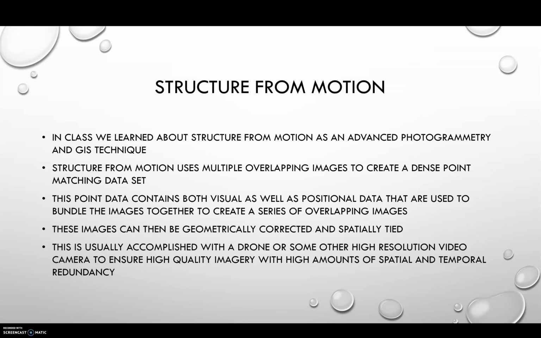And from that, you can use multiple overlapping images to create a dense point cloud that matches certain sets of data. This point data contains both visual as well as positional data that can be used to build and bundle images together to create a series of overlapping images. Then these images can be geometrically corrected and spatially tied to each other. This is usually accomplished using drone footage or some other type of high-resolution video camera to ensure the highest quality imagery with high amounts of spatial and temporal redundancy.